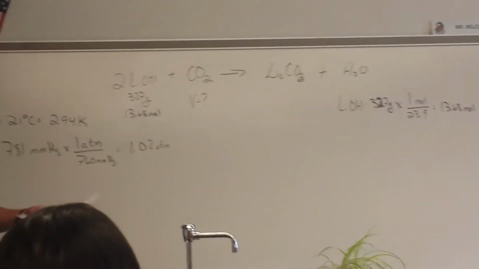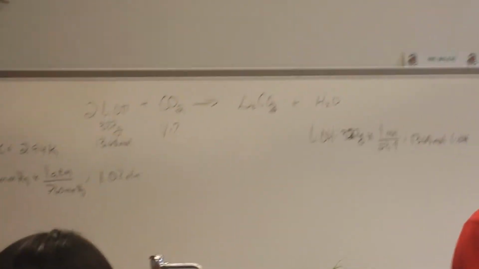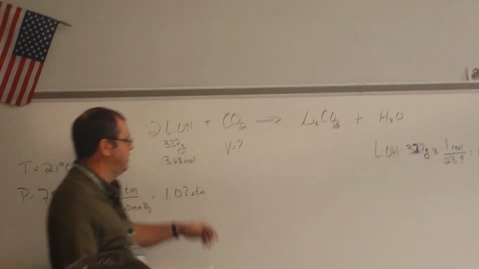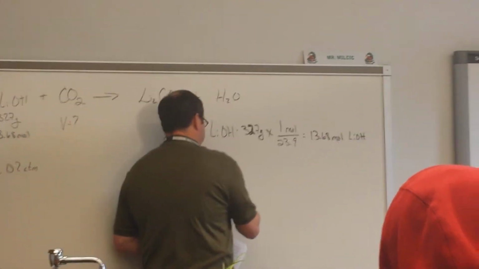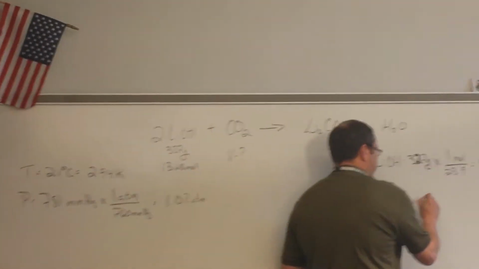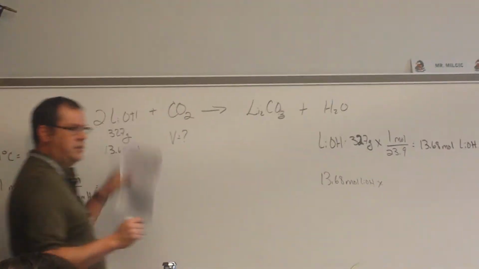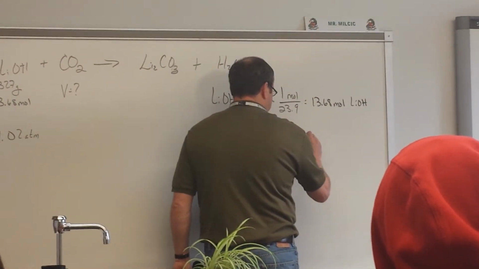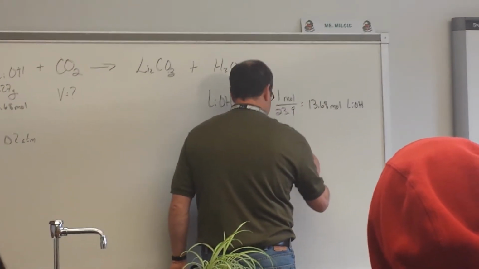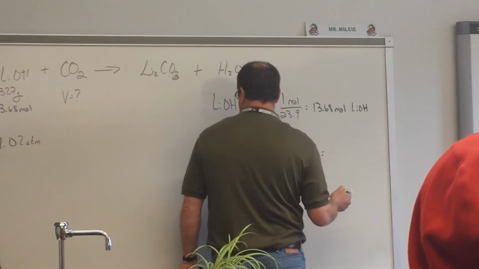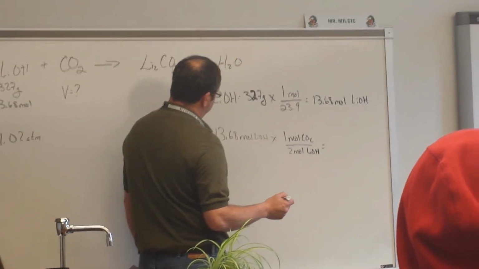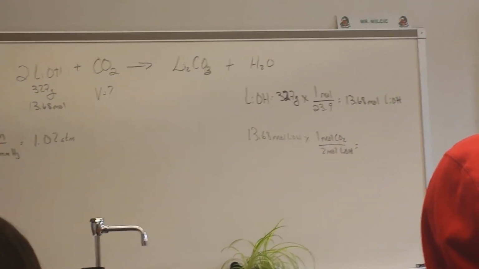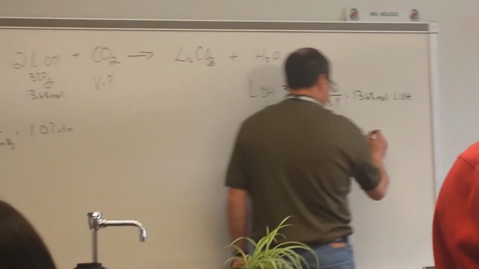But why do I care about moles of lithium hydroxide when I want carbon dioxide? I can use my mole ratio, correct? So, moles of lithium hydroxide. What's the mole ratio between carbon dioxide and lithium hydroxide? One over two. And that gives me 6.84 moles.